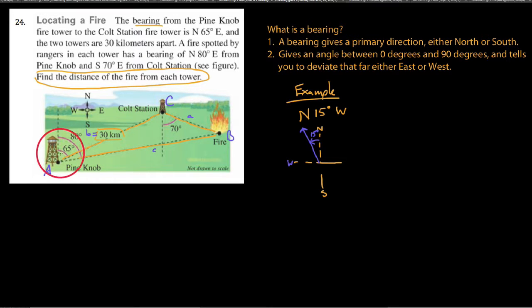I want to start over here at Pine Knob and try to find this angle right here. Because we were told that from Pine Knob to Colt Station we went north and 65 degrees towards the east, but from Pine Knob to the fire we went north and 80 degrees east, then this difference in rotation is just going to be 80 minus 65. So we get a 15-degree angle right here. That one's probably the easiest of our three angles to determine.